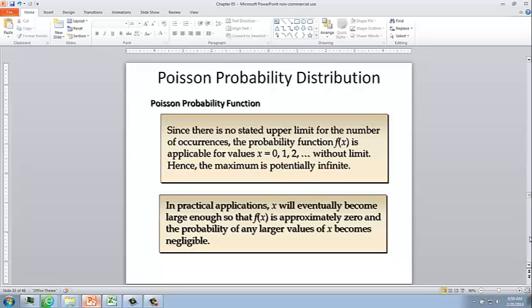And be careful, since there is no stated upper limit, the maximum is potentially infinite. Although in practice, x will become large enough so that if x is really large, then its probability is close to 0. So for instance, the probability that there will be 1 million cars showing up at the toll booth is pretty much 0.